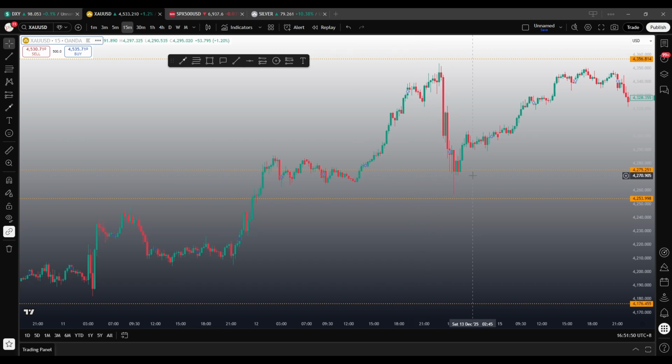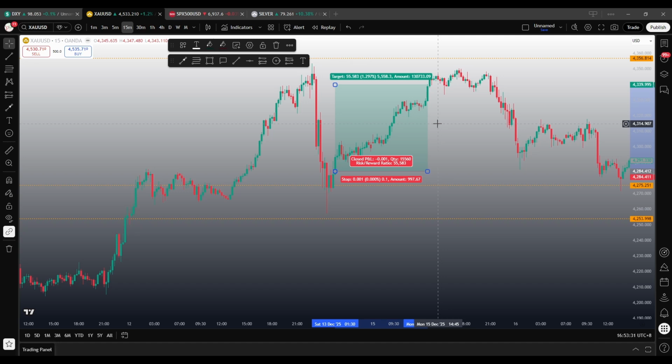and a pullback. Never, ever enter at the high, right here, even here, or here. Yes, you can be lucky if price just keeps going up, but never expect price to keep going up. Always expect and always be ready and prepared for a pullback, and you enter with confirmation on the lower time frame, on the 15 minute, right?